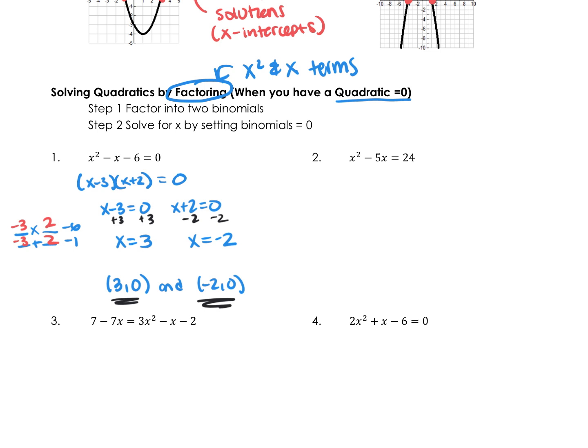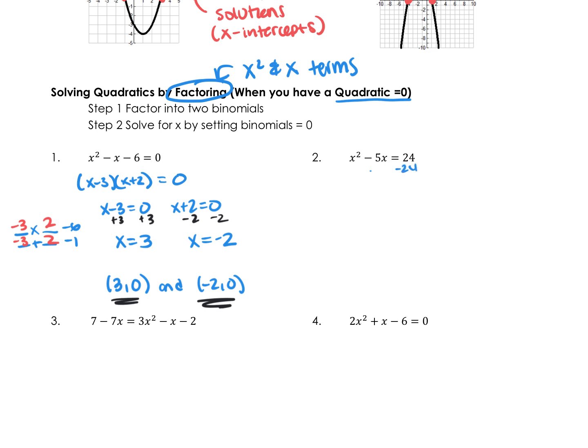All right, let's do number 2. Is this one equal to 0? No. So we need to make sure it's equal to 0. Whenever you make it equal to 0, make sure you move everything to the side where the x squared is, okay? So here the x squared's over here. So we'll move the 24 over there. How will I move the 24 over there?